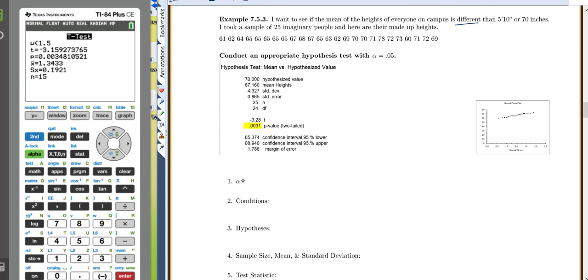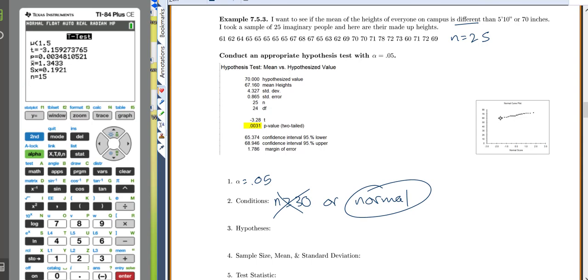So alpha equals 0.05. We need to check our conditions, which is that n is at least 30, or our sample data looks normal. Well, in our case, we only have n equals 25. That is small, so we don't have n greater than or equal to 30. But if you look at my normal curve plot, that looks very much like a straight line. I think it looks normal enough.